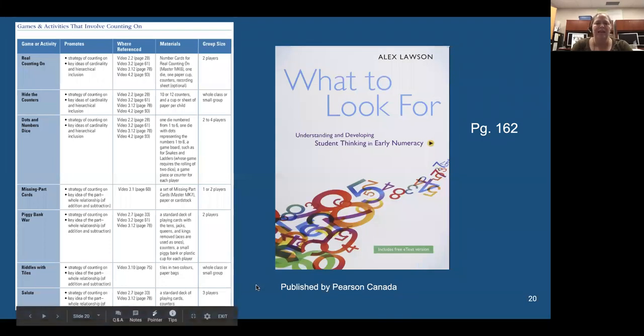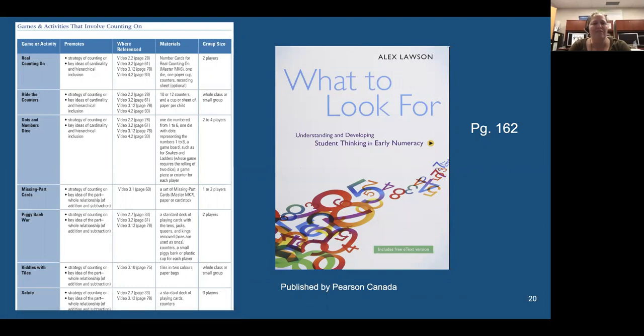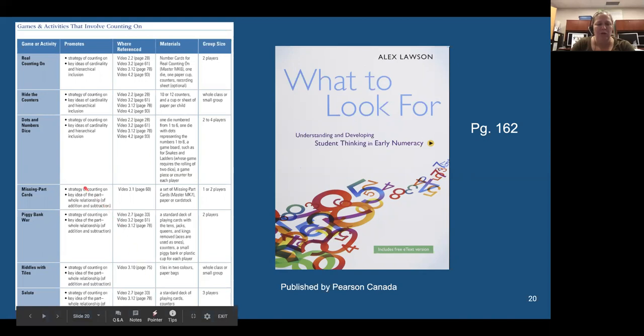So inside What to Look For on page 162, there are a lot of games that are about counting on. And counting on games tend to help students with the part-whole relationship. So the ones that I would focus in on for working on the part-whole relationship are the ones down here at the bottom of this list: missing parts cards, piggy bank war, riddles with tiles, and salute.